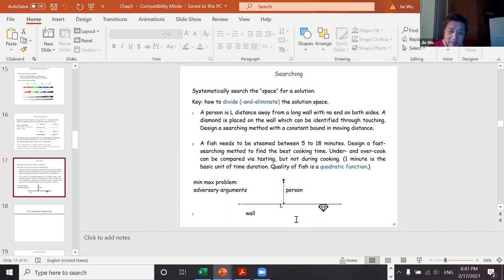The argument for the min-max is usually called adversary arguments. So whatever strategy you come up with, we can discuss now. Your strategy, I'll act like a bad guy. When you select one cooking time, I will try to make it more difficult to find the best taste. So this is called an adversary argument. That means the worst case scenario.